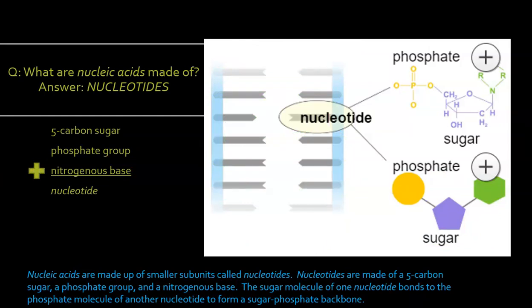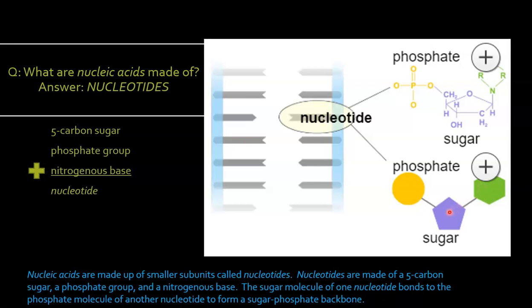And of course, if you are the kind of person who likes to see all of that in writing, I put it right here. So you might want to take the time to just read this carefully. I'm going to point at the picture while I read this bottom part. Nucleic acids are made up of smaller subunits called nucleotides. Nucleotides are made up of a 5-carbon sugar, a phosphate group, and this thing here called a nitrogenous base.